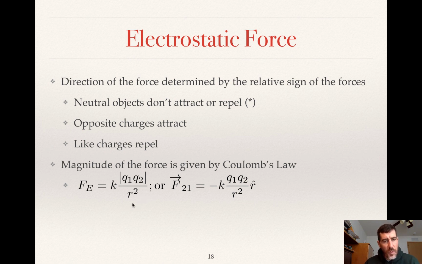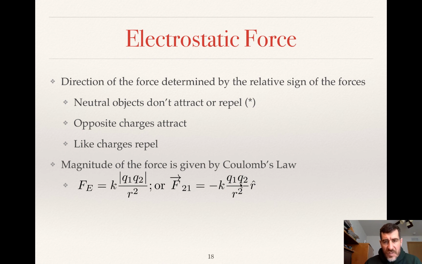It's inversely proportional to how far apart they are. So that's this R. R is the distance between object 1 and object 2. And we divide by R squared. So the further apart they are, the weaker the force gets. And we also need this constant of proportionality, which we're going to call K, which is sometimes called Coulomb's constant or the Coulomb law constant.